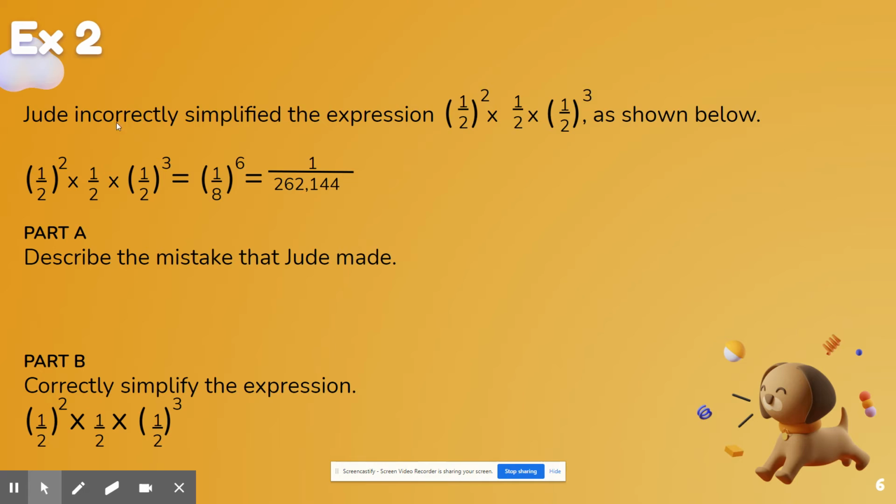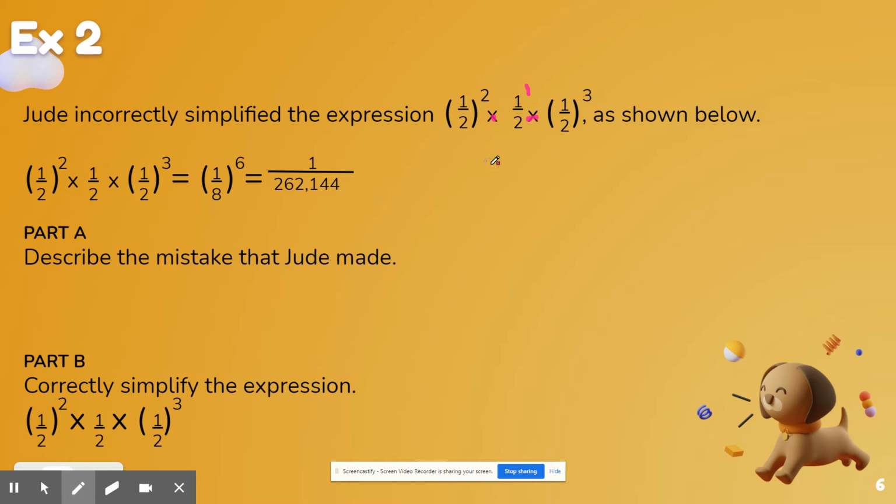For this one here, it says Jude incorrectly simplified the expression 1/2 x 1/2 x 1/2 to the third. So what they're doing here is that this is not an x, this is a multiplication sign. So let's change this to a dot to make it a little bit clearer. So this is a dot, it's not a multiplication sign. So this has a 1 here, even though we don't show it. Remember, in math, if it's not written there, it's a 1.